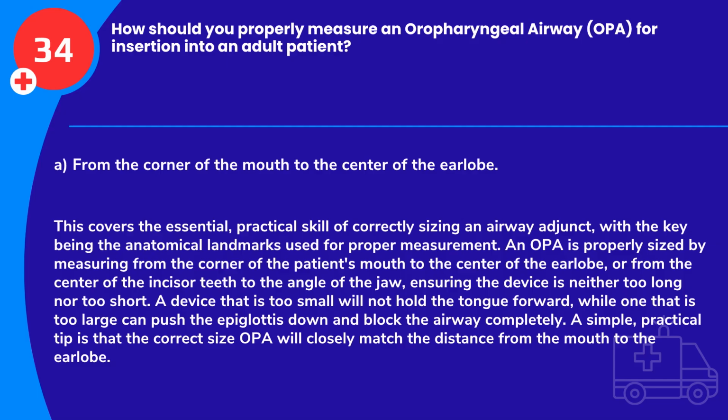Answer. A. From the corner of the mouth to the center of the earlobe. This covers the essential, practical skill of correctly sizing an airway adjunct, with the key being the anatomical landmarks used for proper measurement. An OPA is properly sized by measuring from the corner of the patient's mouth to the center of the earlobe, or from the center of the incisor teeth to the angle of the jaw, ensuring the device is neither too long nor too short. A device that is too small will not hold the tongue forward, while one that is too large can push the epiglottis down and block the airway completely. A simple, practical tip is that the correct size OPA will closely match the distance from the mouth to the earlobe.